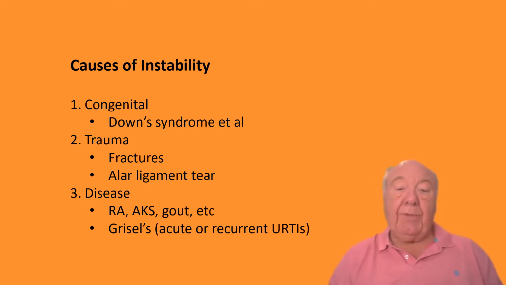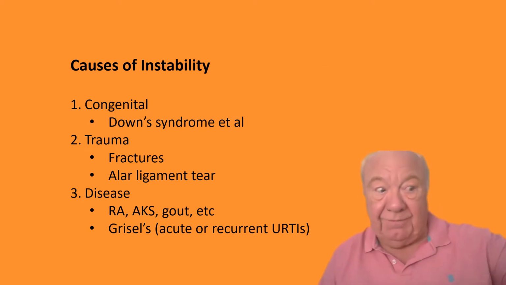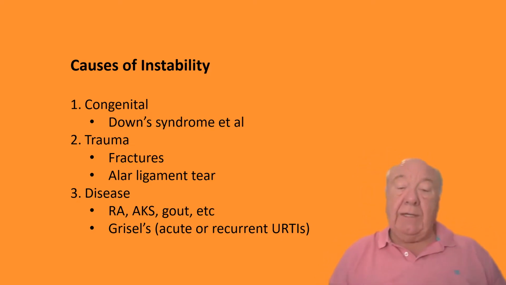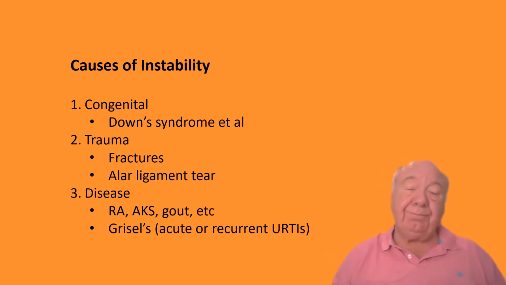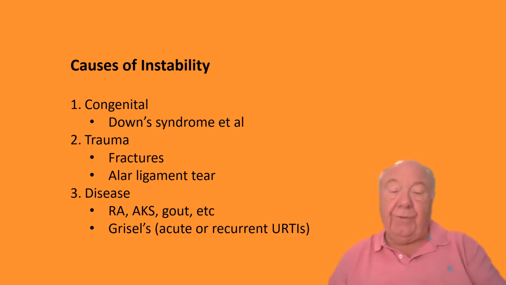All right, let's look at the cause of this. Congenital is a big one. Down syndrome being first among these. You end up with microdensia, a small dens, or a disengaged dens, an ossicle rather than the tip of it. And this is also os odontoideum.